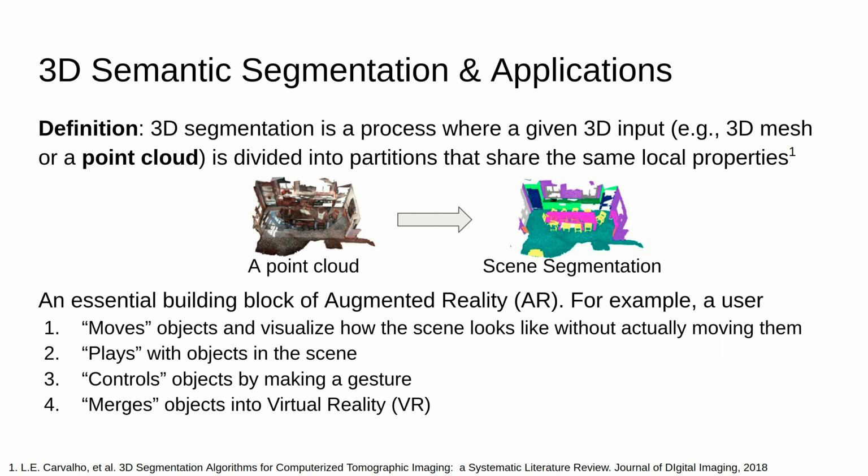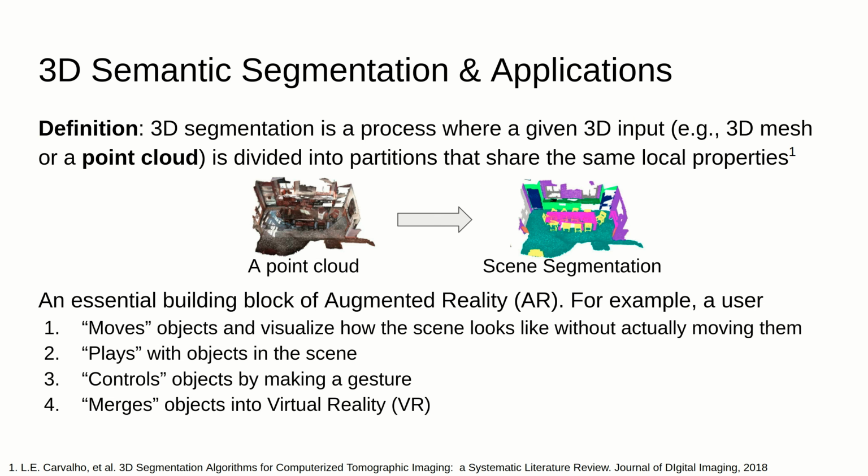By definition, 3D semantic segmentation is a process where a given 3D input, such as a 3D mesh or point cloud, is divided into partitions that share the same local properties. In this paper, we focus on point clouds mainly because of their simplicity and flexibility compared to 3D mesh. In the middle is an example where an indoor point cloud is segmented. 3D semantic segmentation is an essential building block of augmented reality.